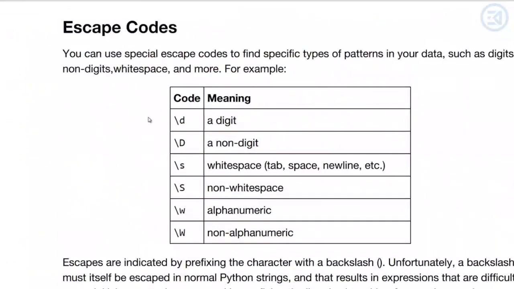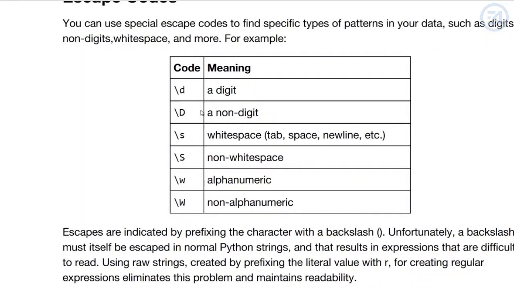And then escape codes. So we've probably already seen a few of these, but something to keep in mind is you can use special escape codes to find specific patterns in your data, such as digits, non-digits, white space, and more. So for example, I've listed all these codes here and their meaning. If you say find all, and you put in this code, \d, it'll think of it as a digit. \D is non-digit. Lowercase \s is white space, capital \S is non-white space. And then lowercase \w is alphanumeric, capital \W is non-alphanumeric.